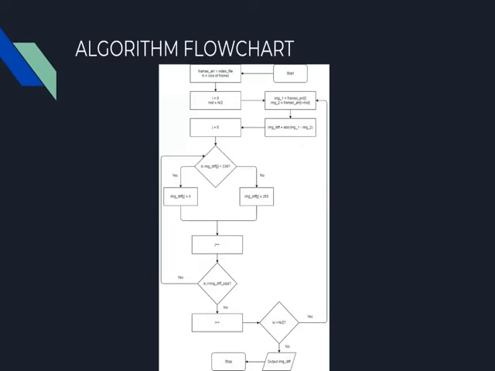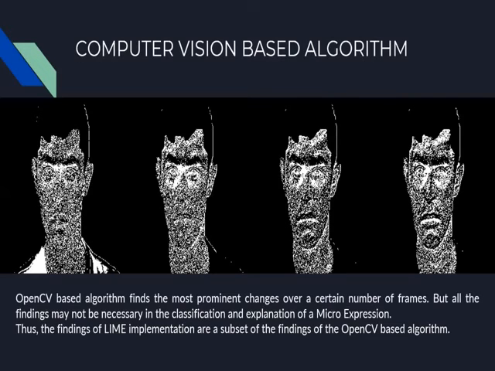So this is a flow chart of the same algorithm that I explained right now. And this is the implementation. This is the change in the user's face over 20 frames each. For example, the first photo would be frame 21 minus frame 1, second is frame 22 minus frame 2, third is frame 23 minus frame 3, and the last one is frame 24 minus frame 4. As you can see, the maximum concentration of white pixels is where the change in the micro expression is the most.